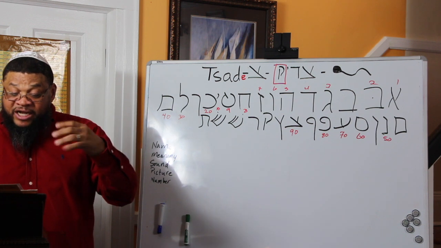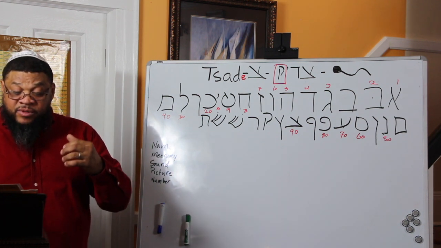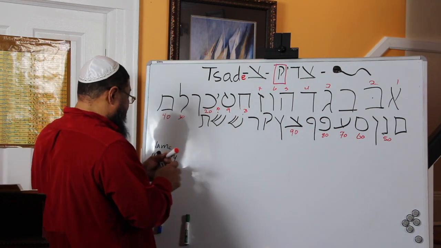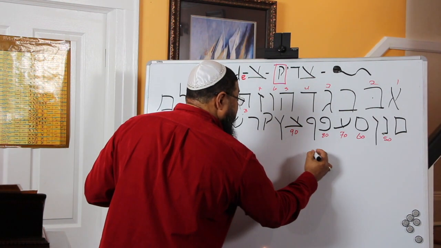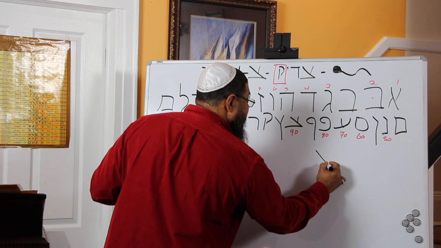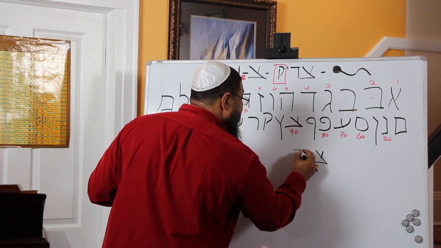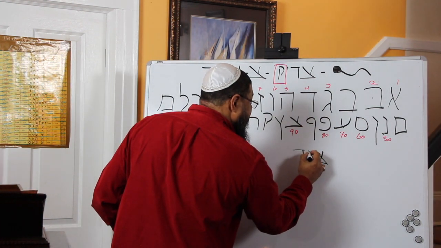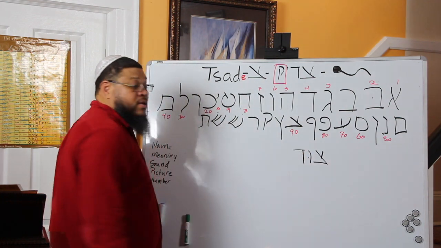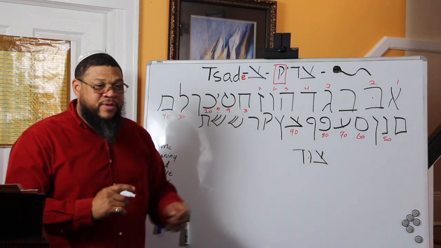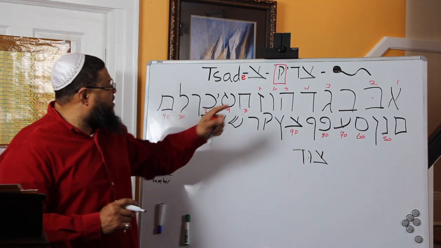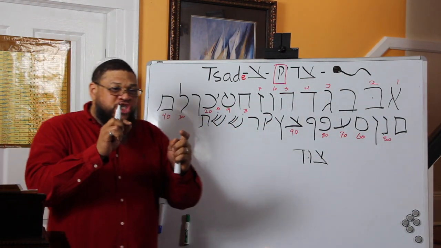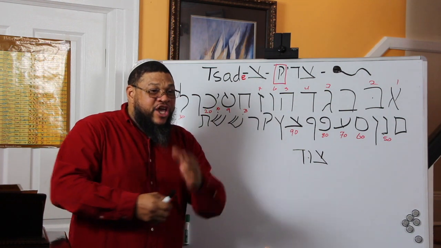One who sets a trap, right? Which is called a sod. Sod. You see sod. So it's sod. Sod. Okay? And this is what they call a trap. Okay? So now we're seeing that this word is Tsade, and it means a trap and that which a man hunts for.